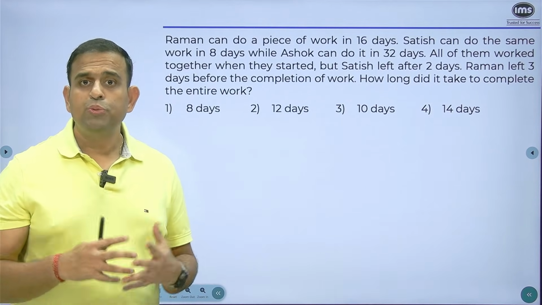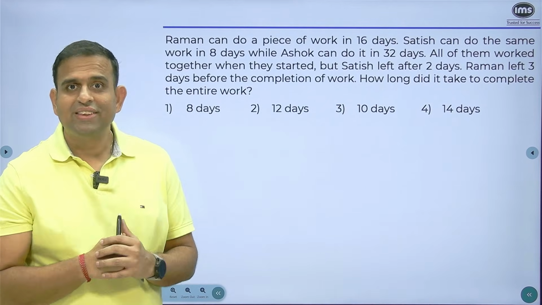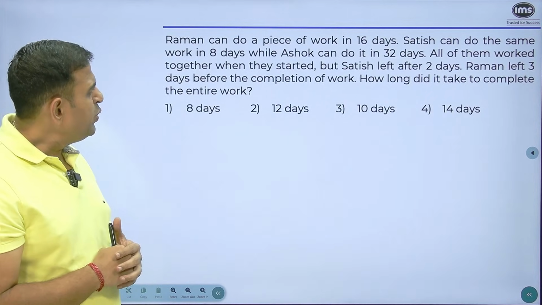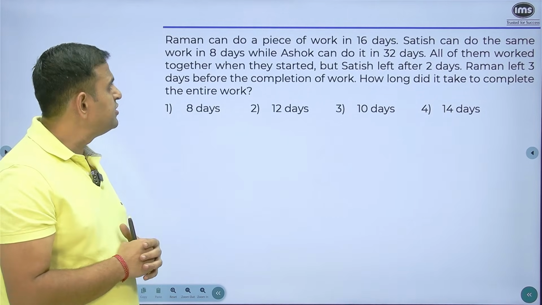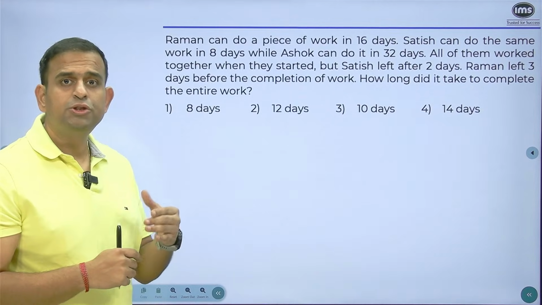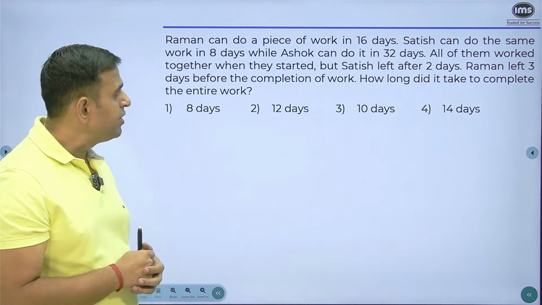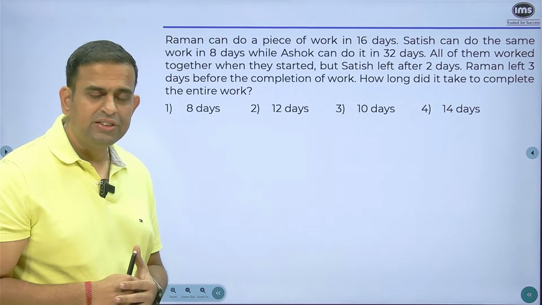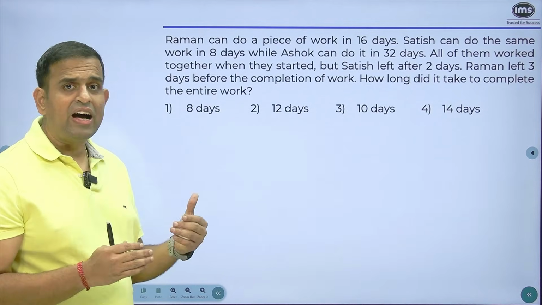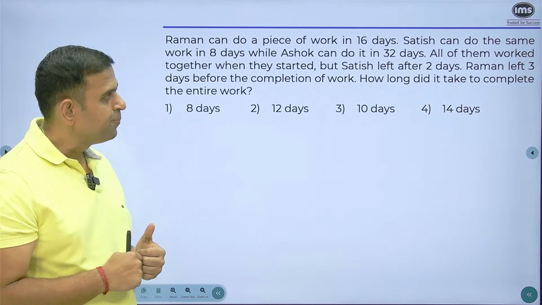The next sum happens to be on time and work, and the sum goes like this. Raman can do a piece of work in 16 days. Satish can do the same work in 8 days. That means Satish is twice as efficient as Raman. While Ashok can do the same task in 32 days. That means Ashok is half as efficient as Raman.